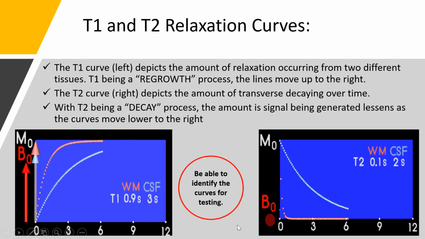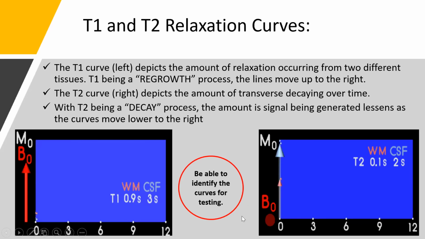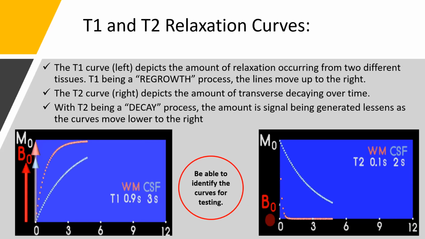Now, T2 is on the right-hand side. That depicts the protons leaving the transverse plane and going back to B0. The distance in between, and here's what a lot of books and articles don't tell you, the distance in between those two lines, that's contrast. So I'm gonna show you a little bit better example of that. So the distance in between those lines is contrast. As those lines get closer together, your contrast is decreasing.